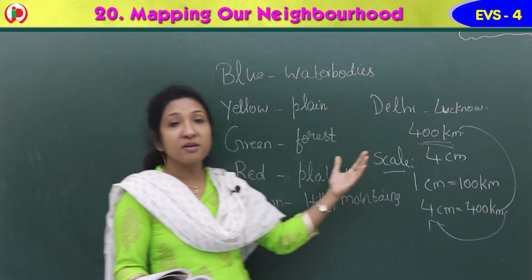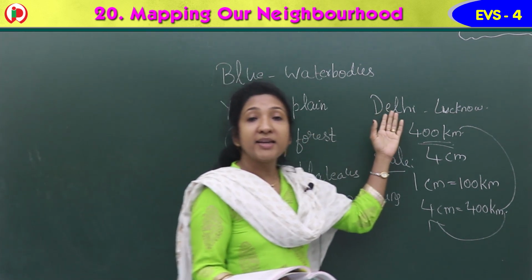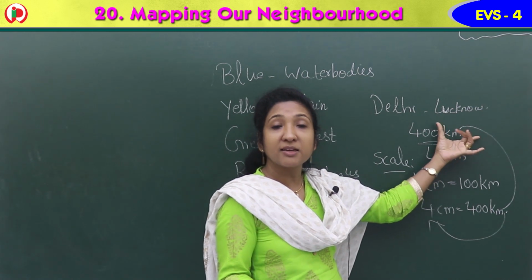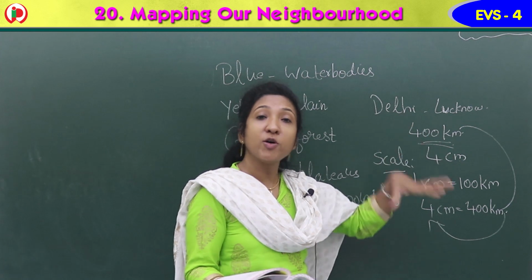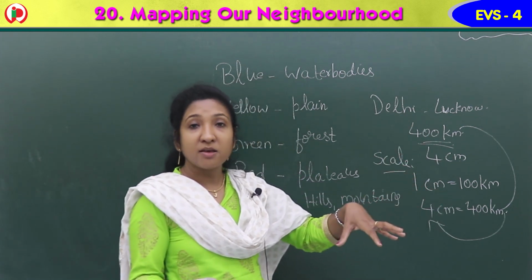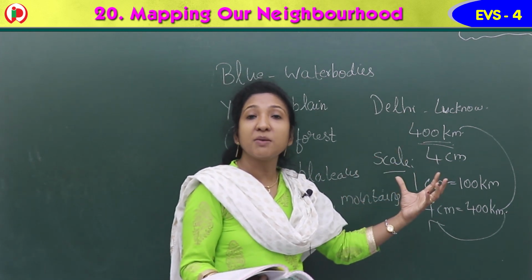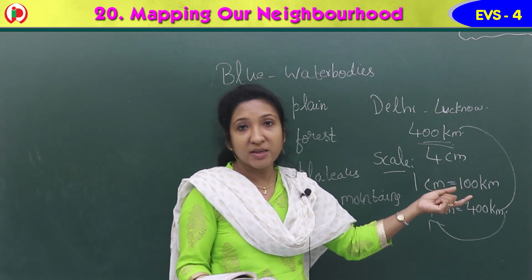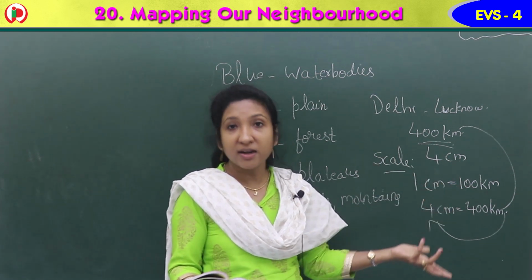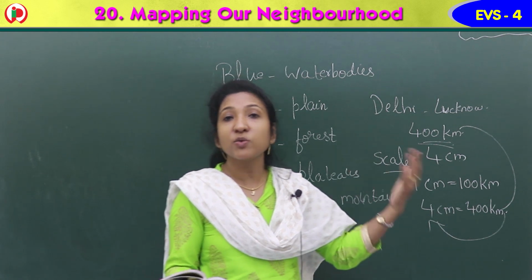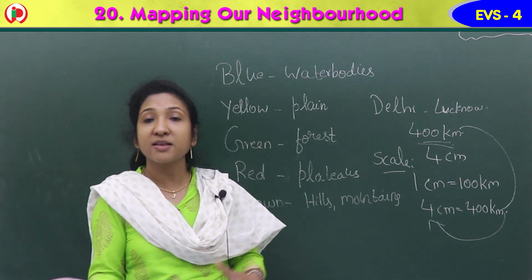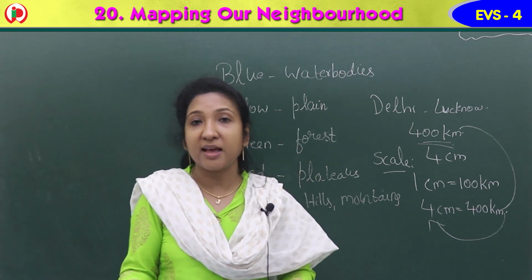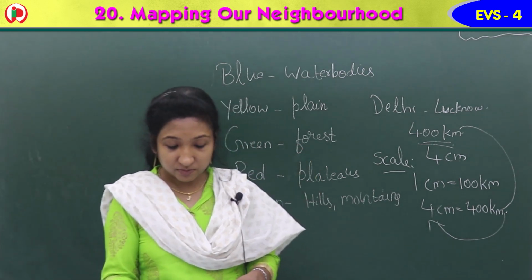So here in the example, they have shown us the distance between Delhi and Lucknow. These two places are 400 km apart, but we show the distance as 4 centimeters on a map. We take the scale as 1 centimeter equal to 100 km. So 4 centimeters is 400 kilometers. This scale we use in the map. This is an example they have shown here. So a larger area we represent in a smaller area by making a scale.